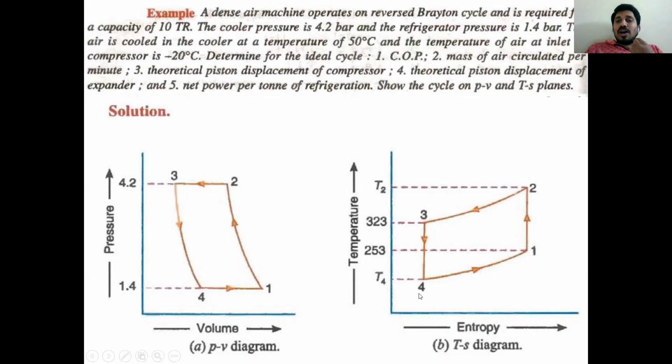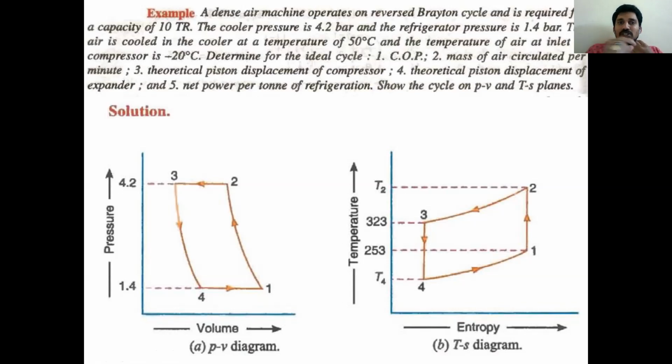4, 1 is constant pressure heat addition. During the heat addition process at constant pressure, volume and temperature both increase. So you can see the temperature rise in 4, 1, which is related to the refrigerator. Now we'll see the temperature values in the problem.